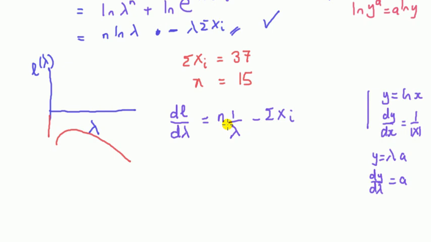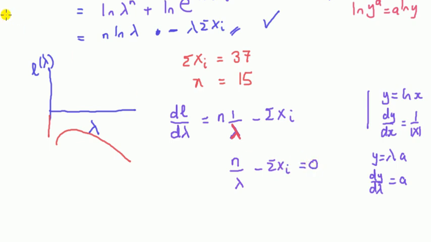Now we want to solve this so it's equal to 0, but when it's equal to 0 it's not any value of lambda that makes it equal to 0, it's the solution. So let's put this in red to show you that's the only thing that's changing. n is fixed, the sum of xi is given for this particular sample data. So we just have to find the appropriate lambda that makes this equal to 0. So we do n over lambda minus the sum of xi equal to 0.